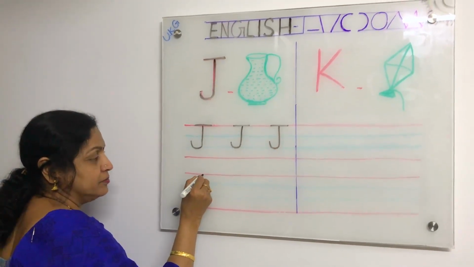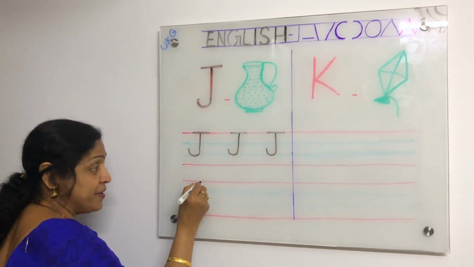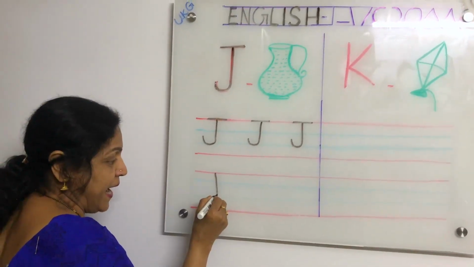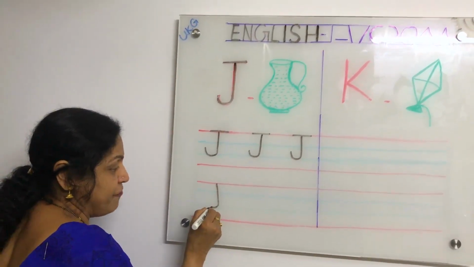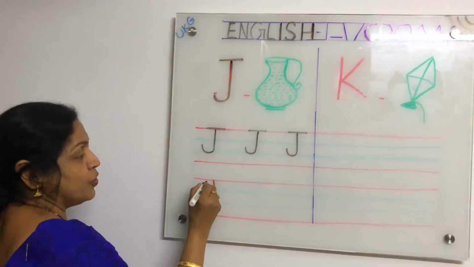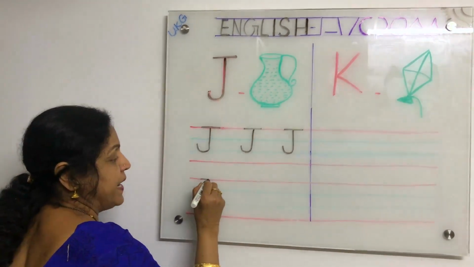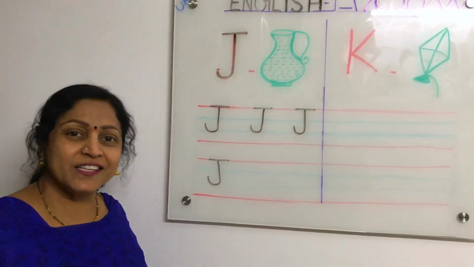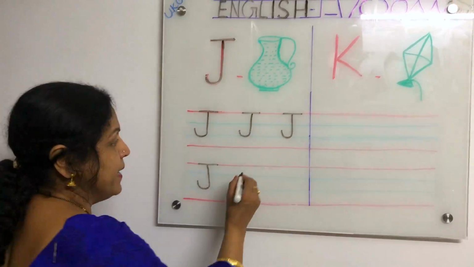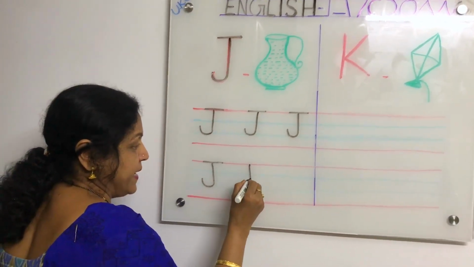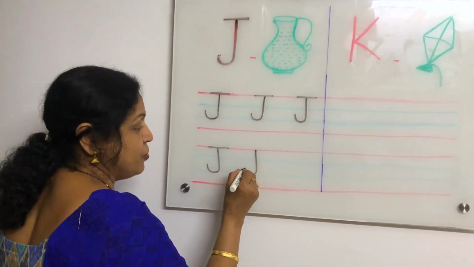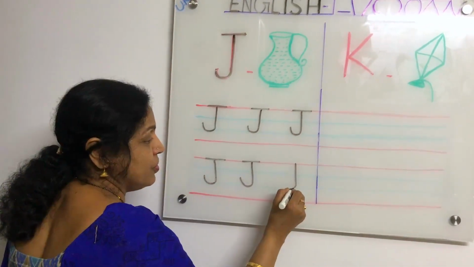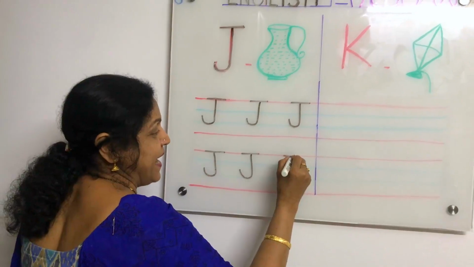See, write standing line from red line to blue line without lifting the hand. Make a left hook. Go to top and write a sleeping line on the red line. That's all. What is this? This is capital letter J. Standing line with left hook, sleeping line.